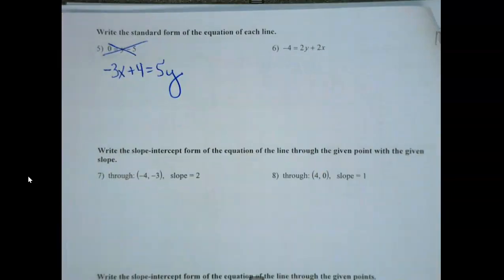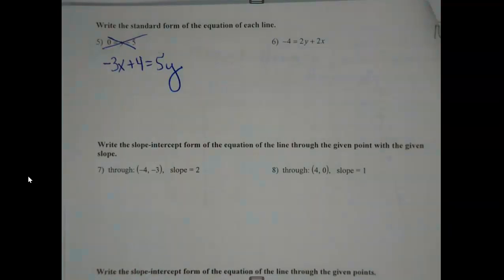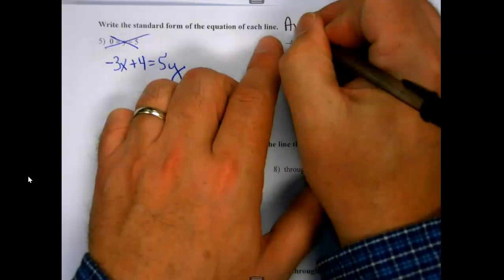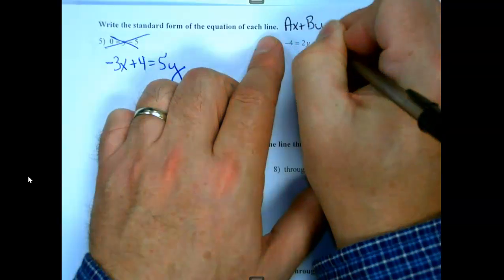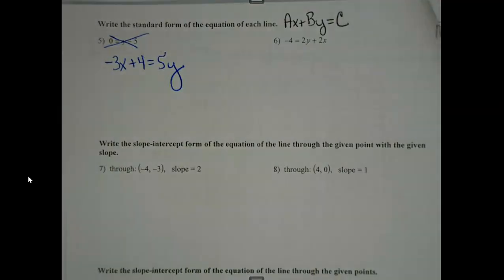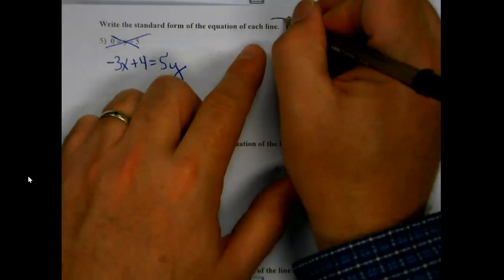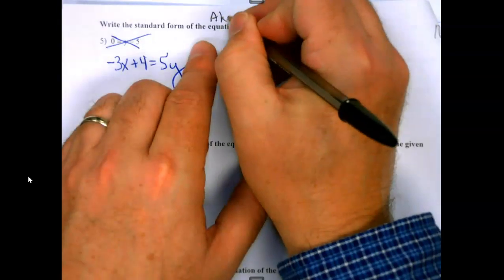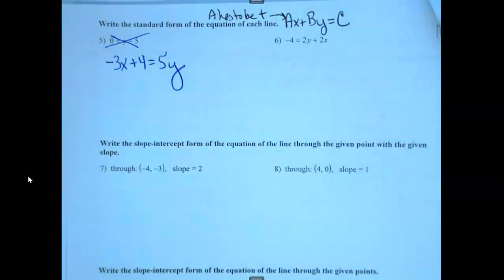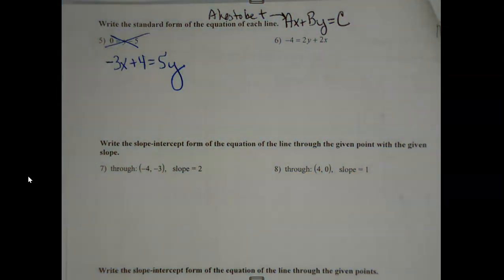All right, problem change on the fly for number 5. Why did I do that? Because standard form, when you're doing it, so x and y have to be on the same side of the equation, and a has to be positive, and you can't have fractions. Again, that's all in the notes, though.